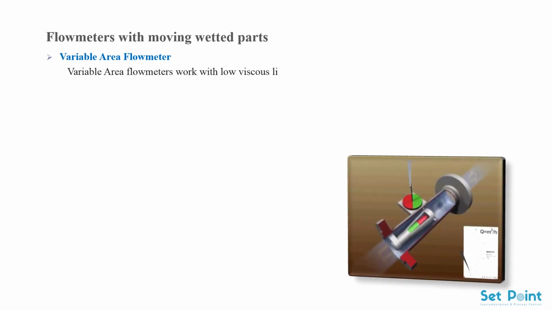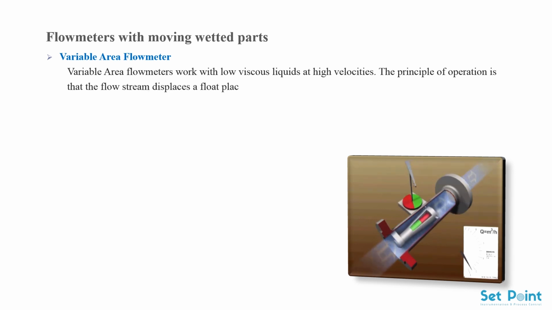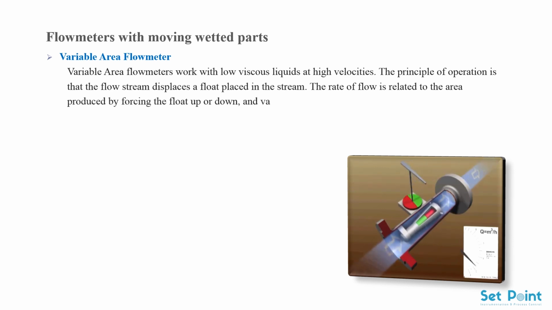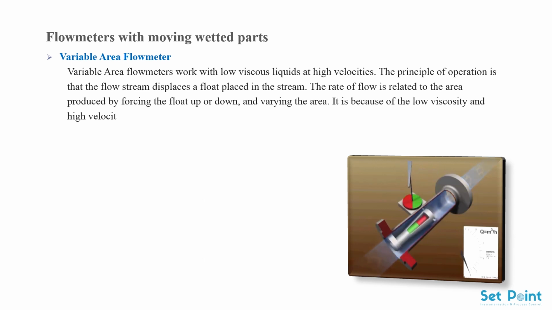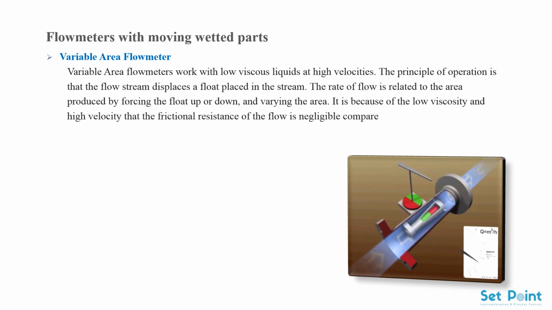Flow meters with moving wetted parts. Variable area flow meter. Variable area flow meters work with low viscous liquids at high velocities. The principle of operation is that the flow stream displaces a float placed in the stream. The rate of flow is related to the area produced by forcing the float up or down, and varying the area. It is because of the low viscosity and high velocity that the frictional resistance of the flow is negligible compared to the resistance of the obstruction, float, placed in the flow stream.